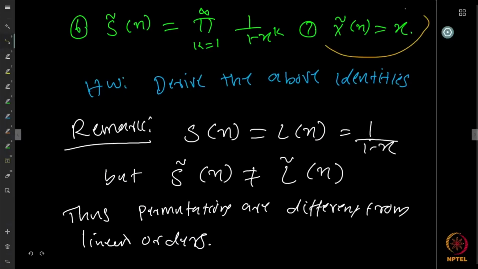Then for singletons, X tilde of x again is equal to x. These identities you can try to derive as homework.